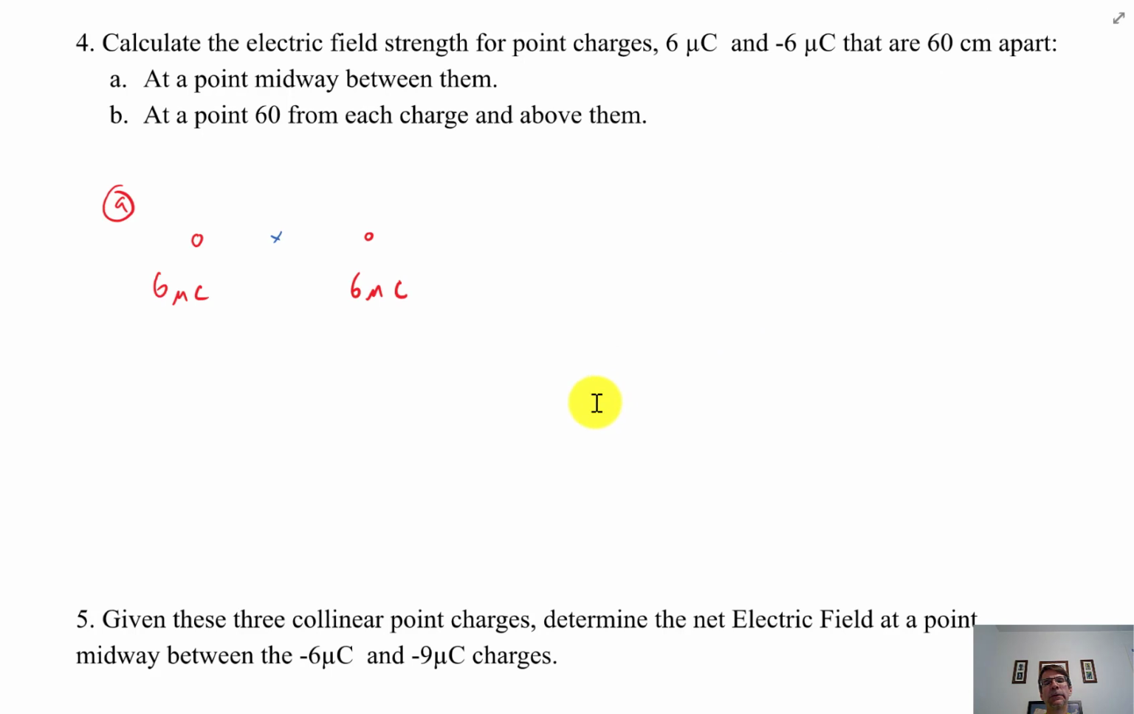All right, so I drew a little bit for number 4 here. You have a 6 microcoulomb and a negative 6. There's 2 of them here. There's a positive 6 and a negative 6 microcoulomb charge separated by 60 centimeters. A lot of 6s. All right, I'll put the 60 in later.